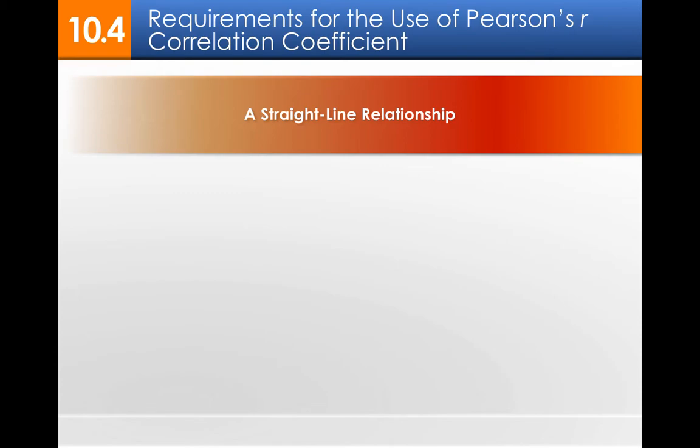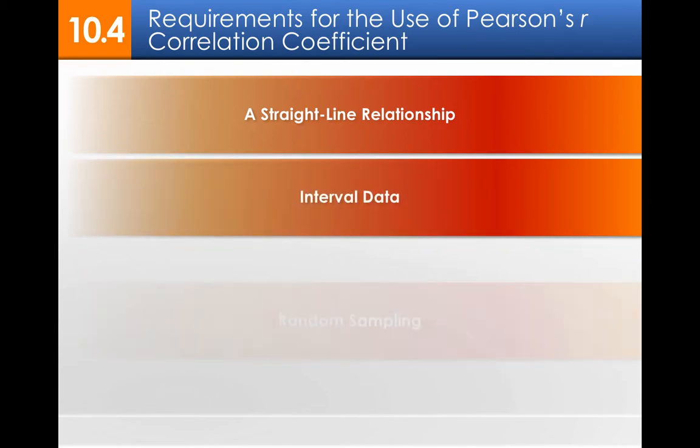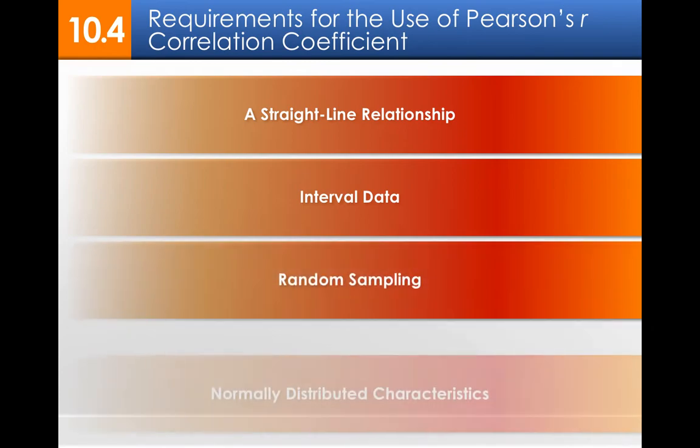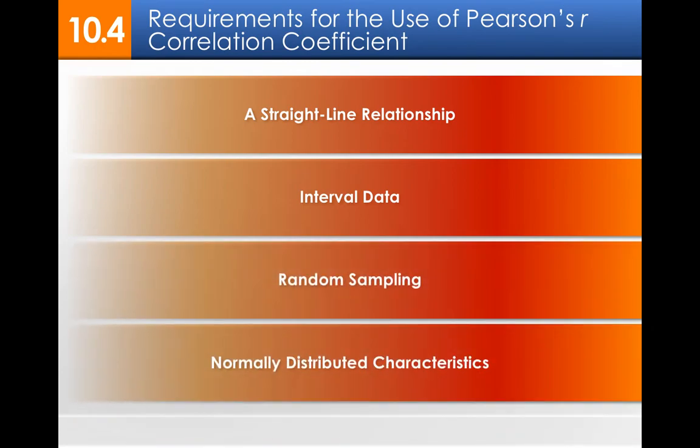So in order to use Pearson's R, we need to have a straight line relationship, interval level data, a random sample, and a normal distribution.